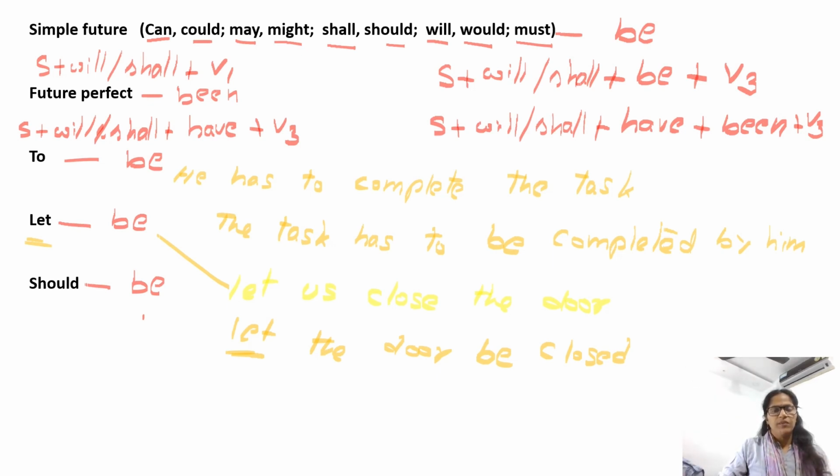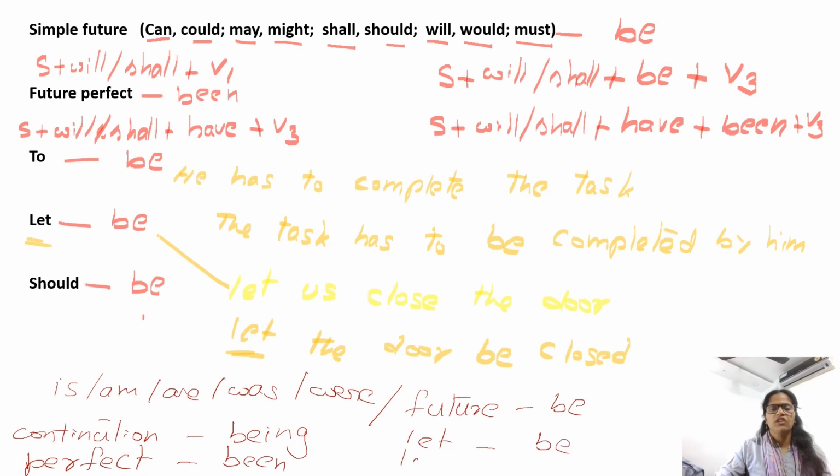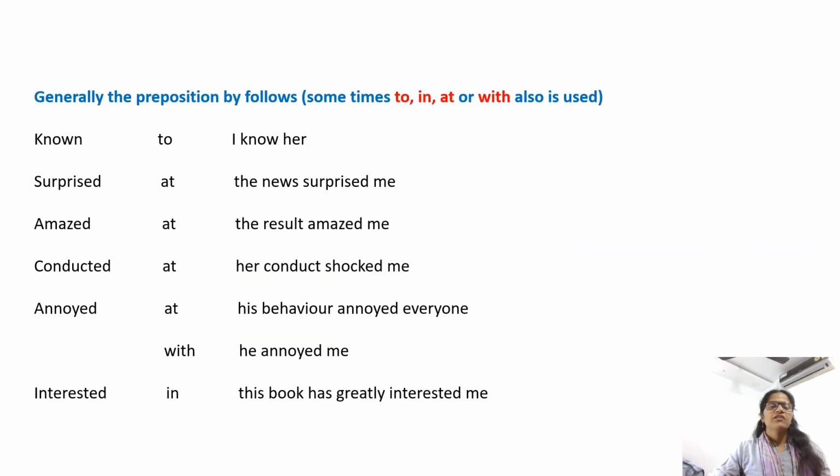Simple present or simple past, we use is, am, are, or was, or were. If the sentence is in continuous form, then we have to use being. If the sentence is in perfect tense, we have to use been. If the sentence is in future, then we have to use be. If we have let in a sentence, we have to use be. If you have to in a sentence, we have to use be.